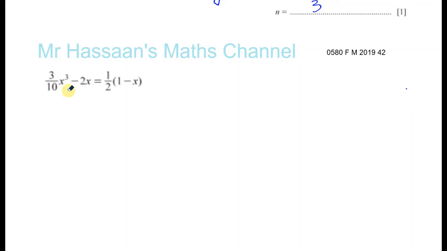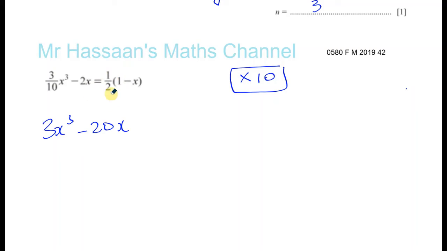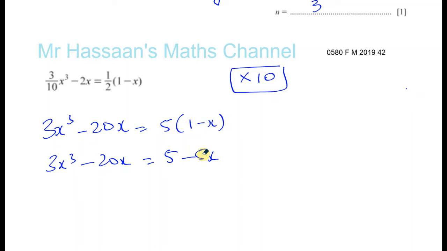So what I would do first is get rid of all the fractions. So I'd multiply both sides of the equation by 10. And that will get rid of the fractions here. So this multiplied by 10 will give me 3x cubed. And this multiplied by 10 will give you minus 20x. And this multiplied by 10 will give me 5 times (1 minus x). So if I expand that, now I have 3x cubed minus 20x equals 5 minus 5x.